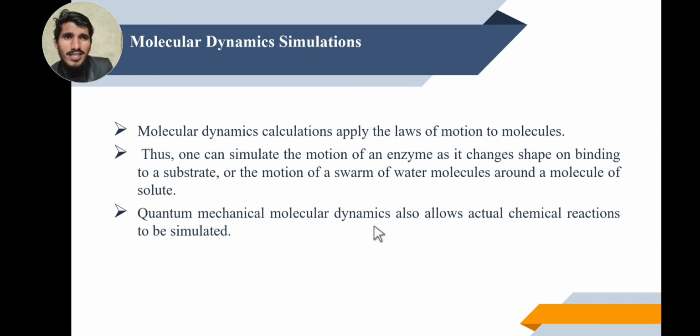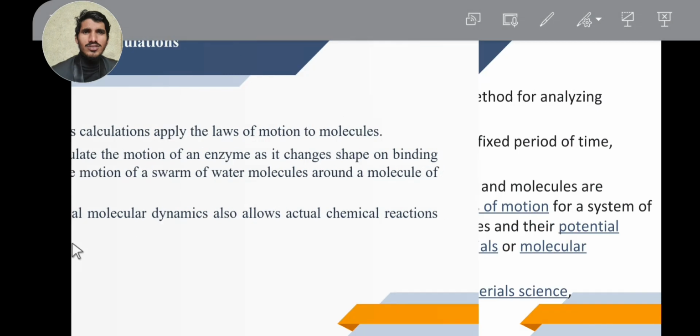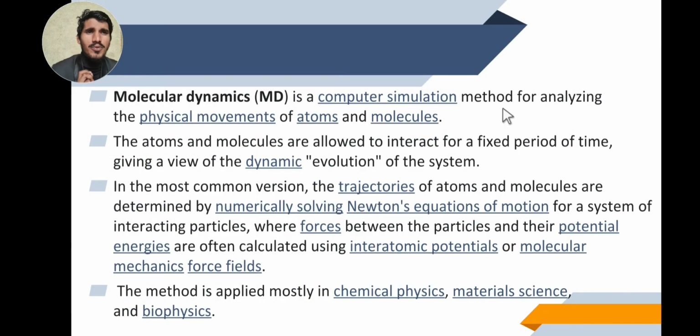Quantum mechanical molecular dynamics also allows actual chemical reactions to be simulated. Using quantum mechanical molecular dynamics, we can simulate the actual chemical reaction. Molecular dynamics is a computer simulation method for analyzing the physical movement of atoms and molecules. Using molecular dynamics, we can analyze the physical movement of atoms and molecules during a reaction, during a process.